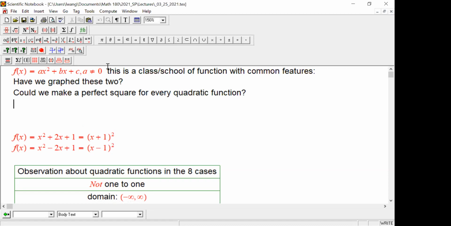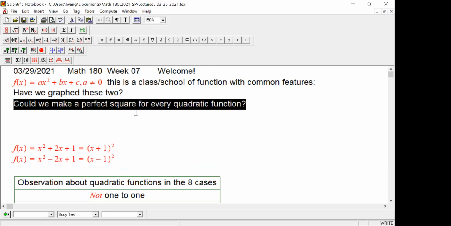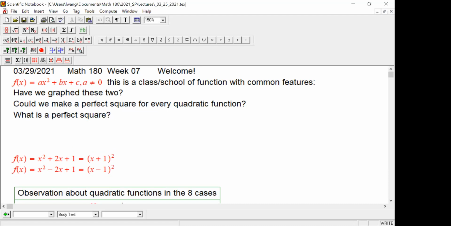Do you know what a perfect square is? Does everybody know what a perfect square is? In basic 8, I don't know if you paid attention. There are some perfect squares there as a review of elementary algebra. We didn't spend much time there. So to answer that question, we need to know what a perfect square is. Can anybody tell me what a perfect square is?